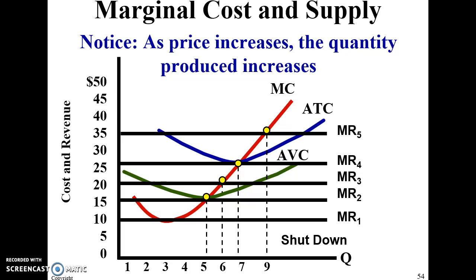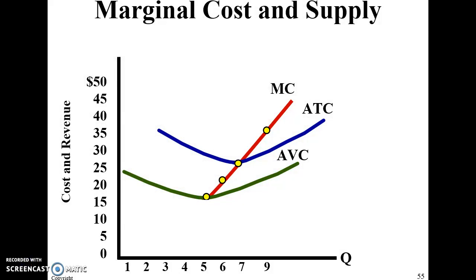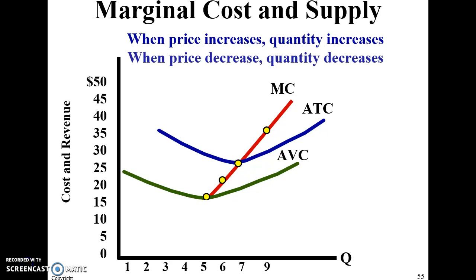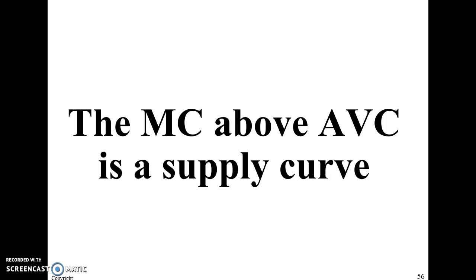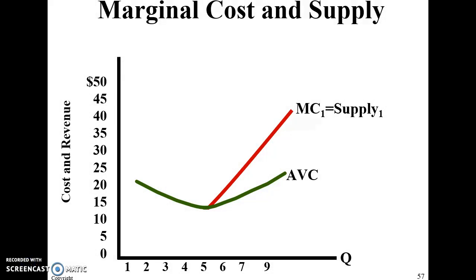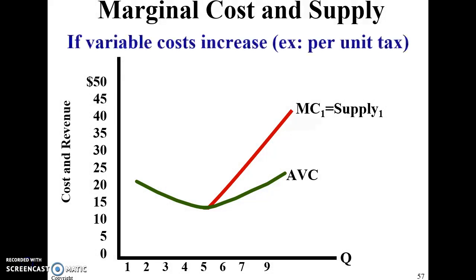So as price increases, you recognize that the quantity produced increases. And so the short-run supply curve is the points, all those dotted points above the AVC curve and up to the shutdown point. So that's the supply curve for the firm. So the marginal cost curve above the AVC is a supply curve. That's what it looks like.